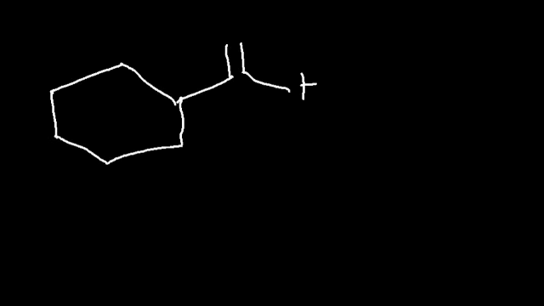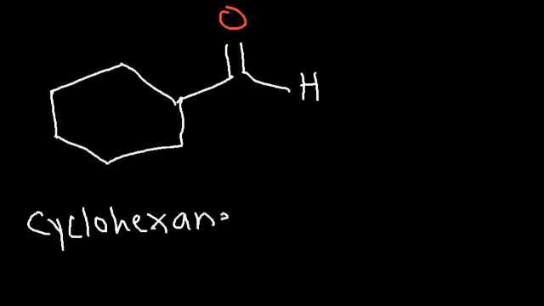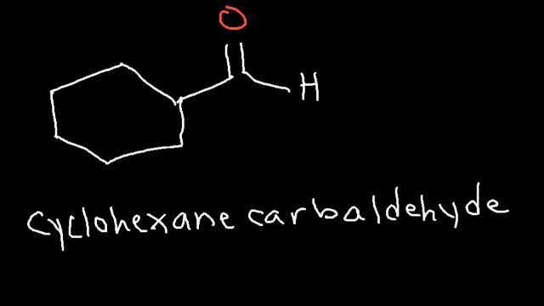Here is another example which is very common on exams. So make sure you know this one. So how can we name this molecule? We have a cyclohexane ring and an aldehyde. So together it's called cyclohexanecarbaldehyde. And that's something you just have to commit to memory. So make sure you know that one.